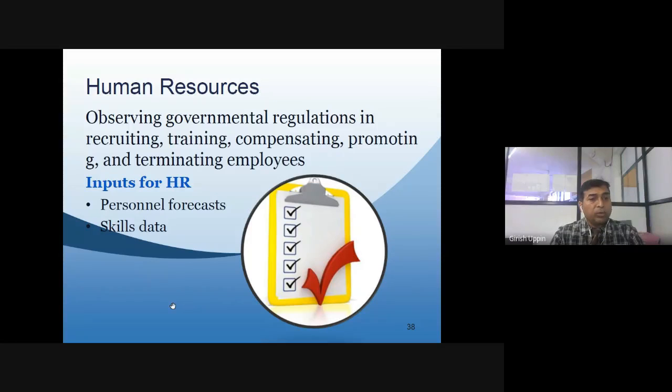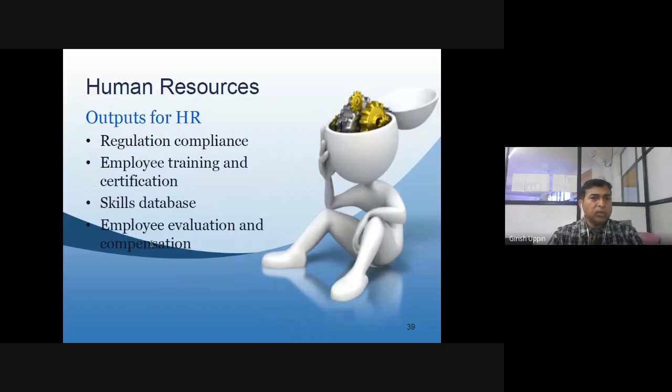What are the inputs needed for HR? Personnel forecast. So personnel forecast is given by all the functional areas, and what kind of skills they are required. Those are the inputs. And what is the output? Regulation compliance. HR will make sure that all the regulations are in compliance. Employee training and certification. They will create the skills database. Employee evaluation and compensation.